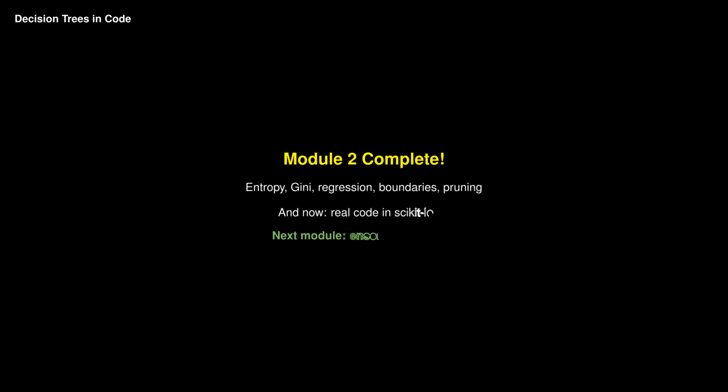We started from entropy and information gain, built trees with ID3, explored Gini impurity, regression trees, continuous features, and decision boundaries, learned about overfitting and pruning, and now we have seen it all come together in code. You have a solid, deep understanding of decision trees. In the next module, we tackle ensemble methods, random forest, boosting, and beyond. See you there.